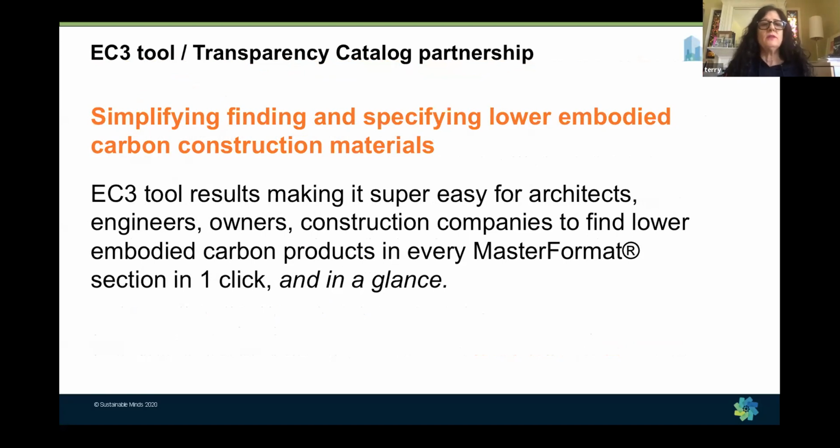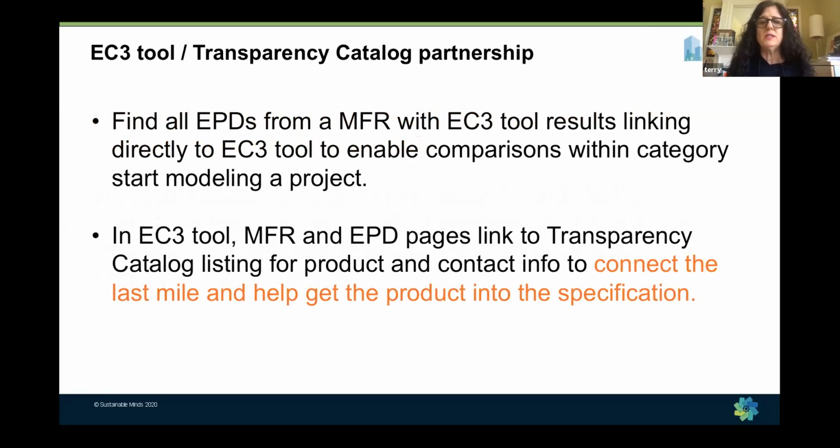So the partnership with the Transparency Catalog and the EC3 tool was a natural. We both have the same mission and goal, which is to select and procure products with better environmental performance, and specifically now embodied carbon. And so what we've done is integrated their work with our work to continue to make it super easy to apply the decisions that you wanted to apply to your process, and really not have to do a lot of work to apply those different criteria.